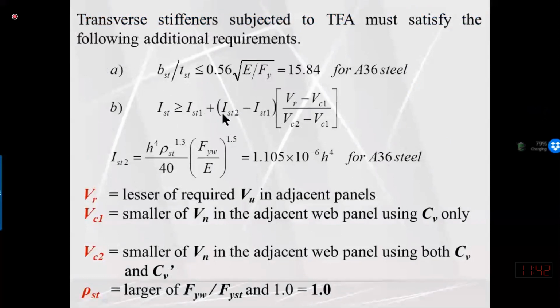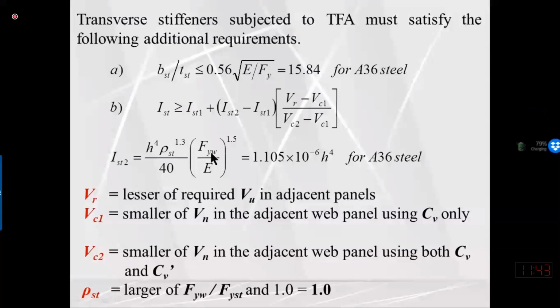And what is Ist2? Ist2 is determined by this formula, which is h to the power 4 into rho st to the power 1.3. What is rho st? That is the ratio between the yield strength of the web and the yield strength of the stiffener. If we are using the same steel in the stiffener and also in the web, then the rho value will be equal to 1, and this complete parameter will be equal to 1.